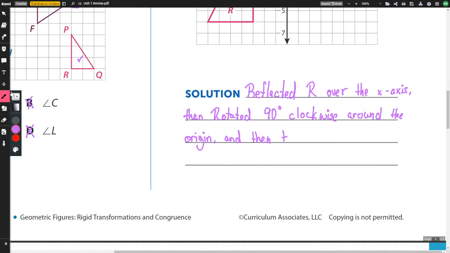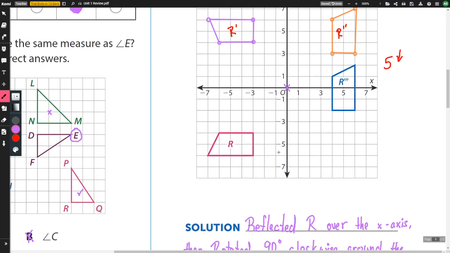Then translated five units down. Okay, so notice how I wrote translated instead of moved. I also put rotated clockwise because if we were to look at a clock, it's going this way, and that's what we did. We rotated that way.